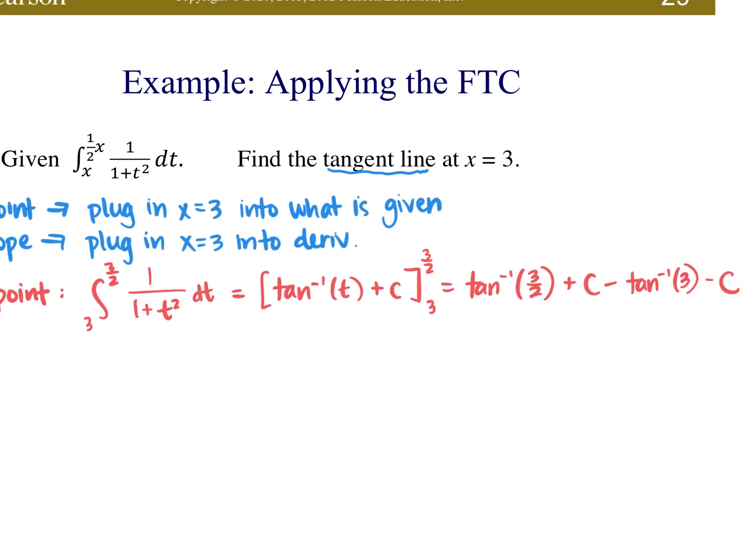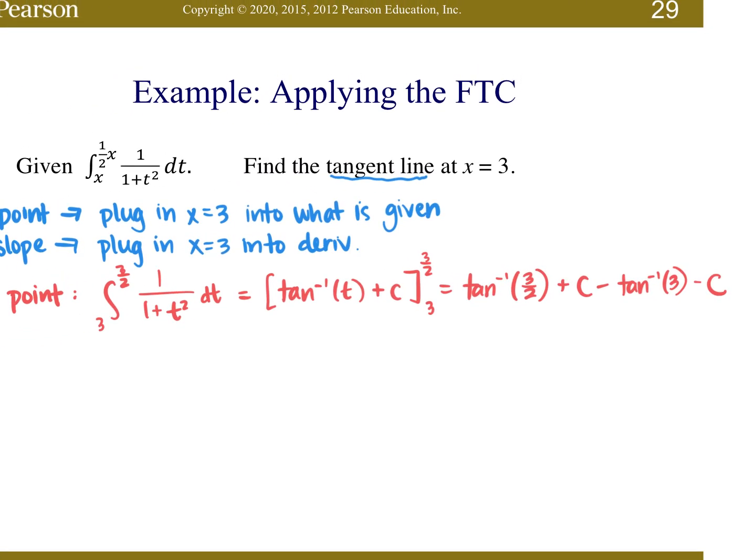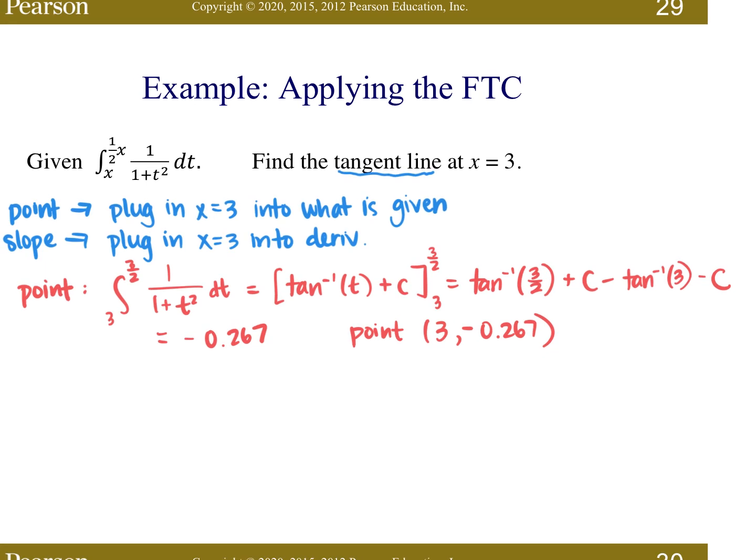And you can use your calculator just to figure out the decimal value of that. So in radian mode, that comes out to be negative 0.267. So my point is 3, negative 0.267. All right, to find my slope, I need to plug x is 3 into the derivative, which means I need to figure out d dx of what was given.